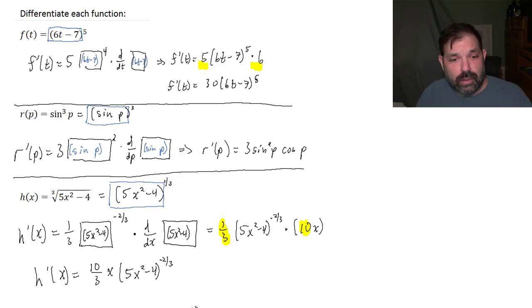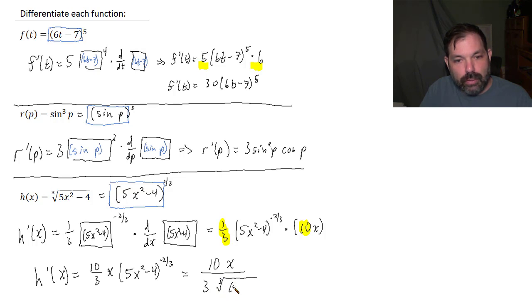If we wanted to write this as a fraction, remembering that a negative exponent means a positive exponent in the denominator, we could do something like this. We could write this as 10x over 3, and then we could even take care of that 2/3 power. That means we have a cube root of the quantity squared. So we have 3 times the cube root of 5x squared minus 4, squared. So that's a couple different ways we could write this expression.